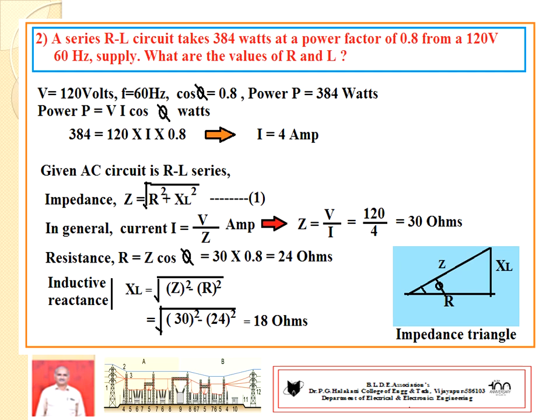Already knowing the Z value from expression 1, XL equal to under square root of Z square minus R square. You calculate the inductive reactance XL. This XL becomes 18 ohms.